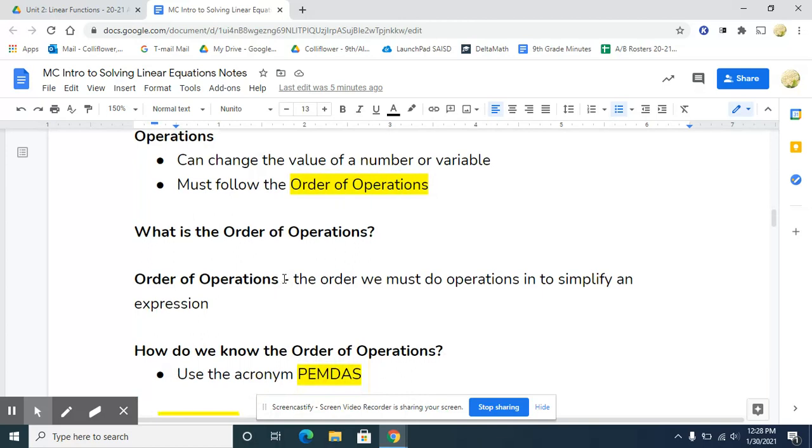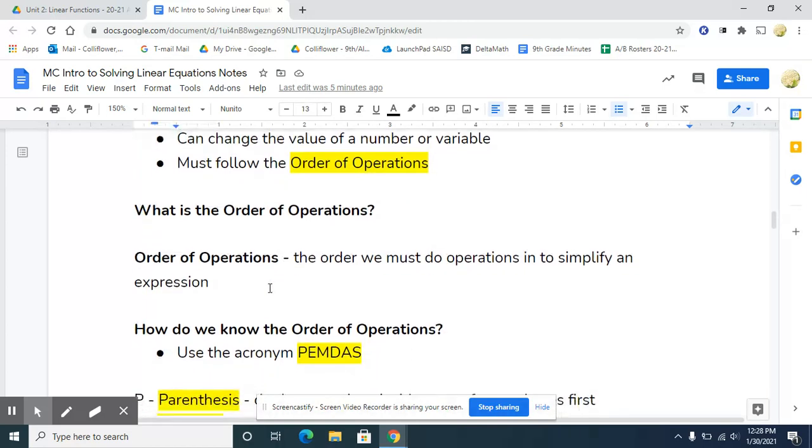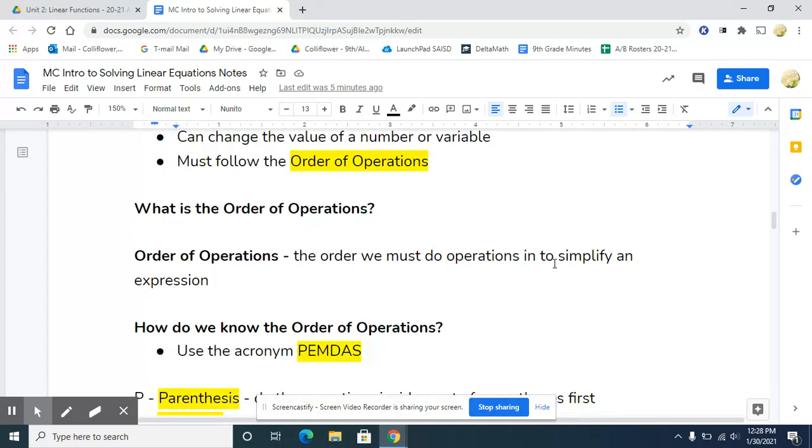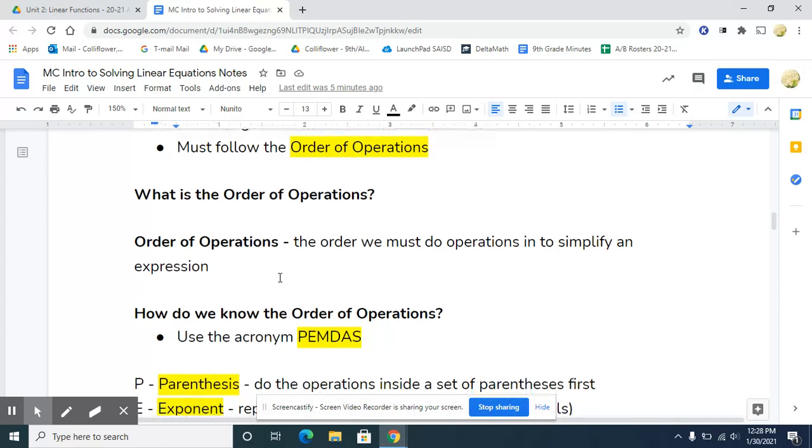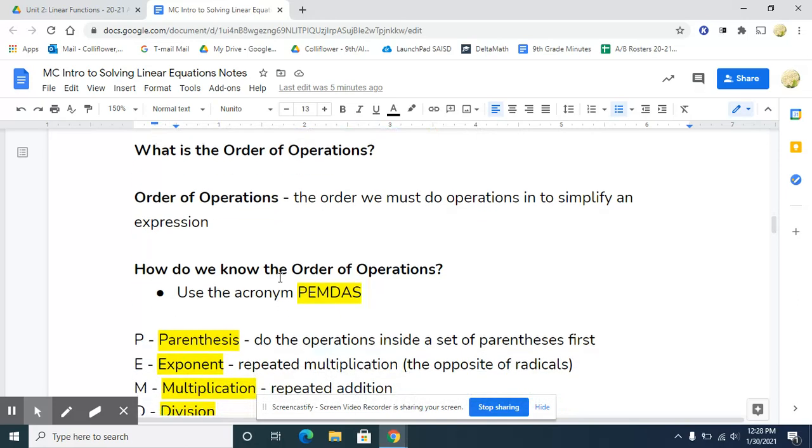Well, what is the order of operations? The order of operations is the order we must do these operations in to simplify an expression. So there's rules around the order we have to operate in. Well, how do we know what that order of operation is?